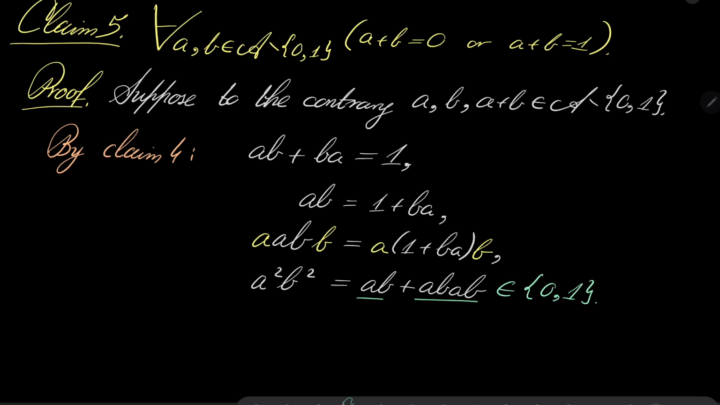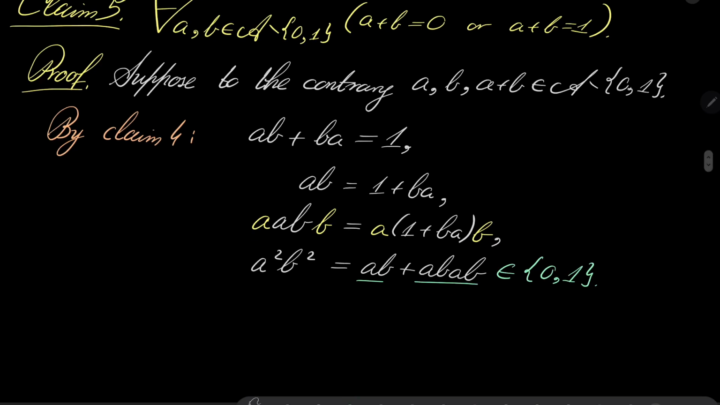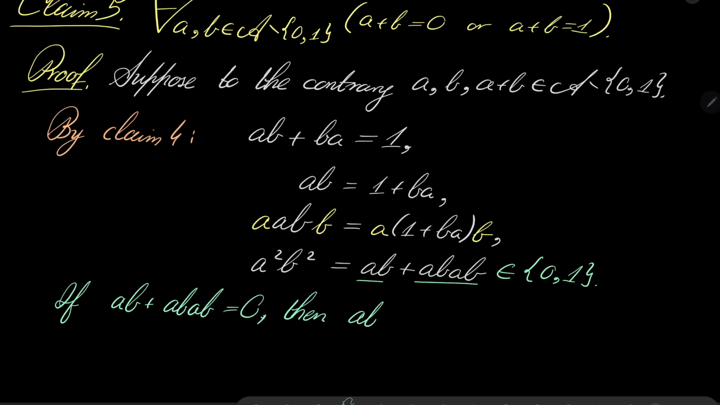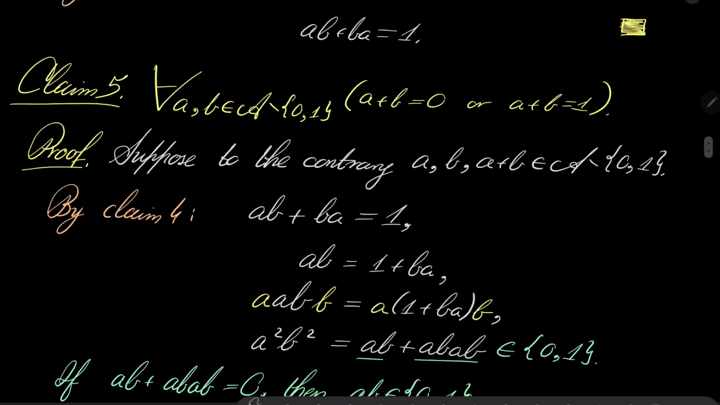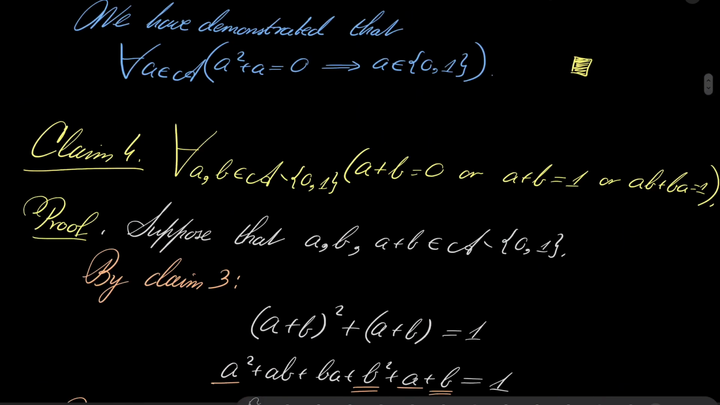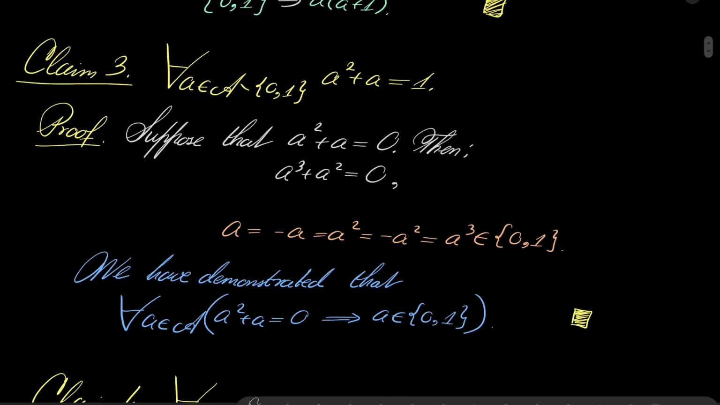Let's consider these two cases separately. Can it be 0? Notice that if AB plus AB is 0, this implies that AB is either 0 or 1. How do I know it? By one of my claims, namely, it's the result of claim number 3, because 1 happens only for elements which are not 0 and not 1.